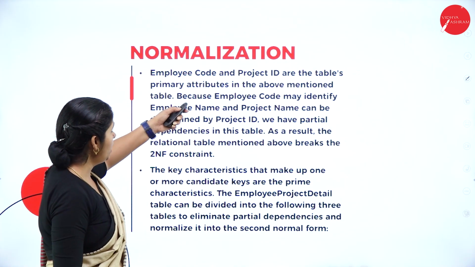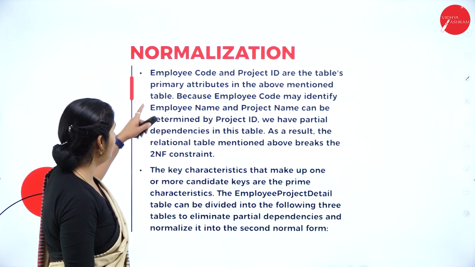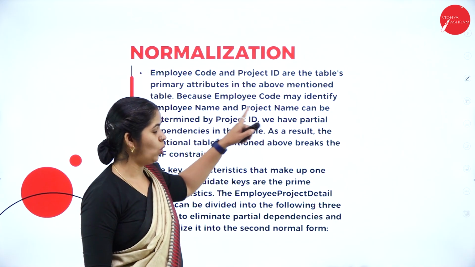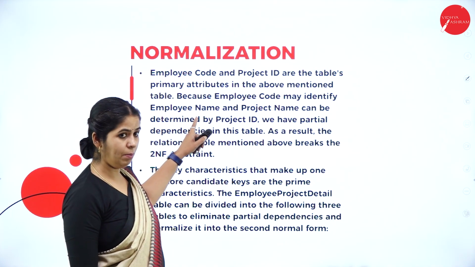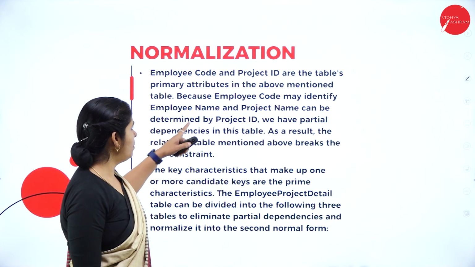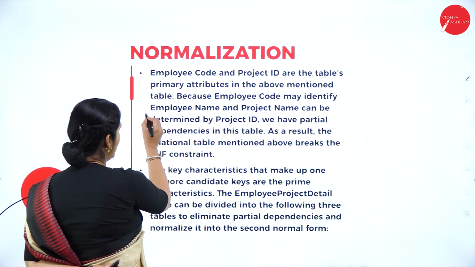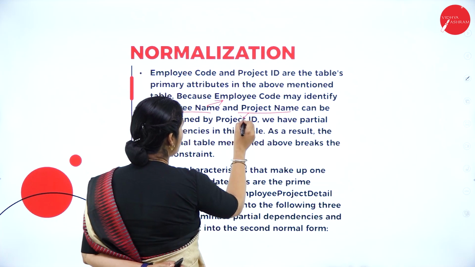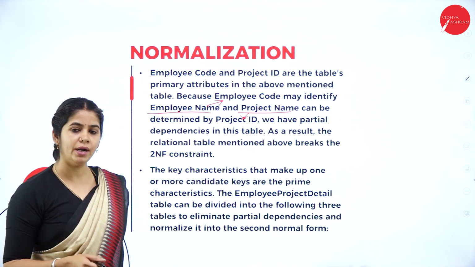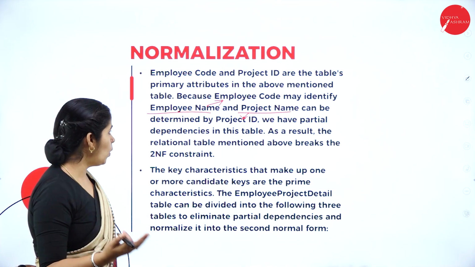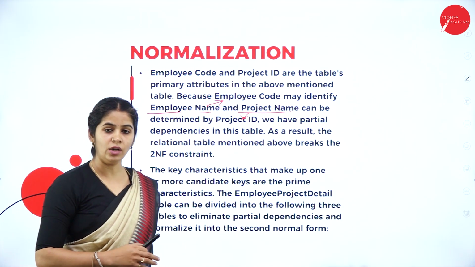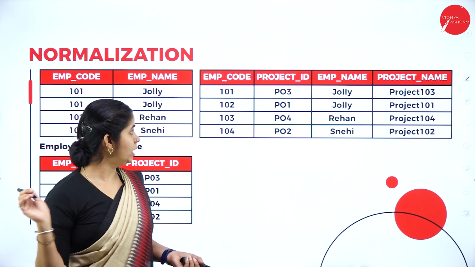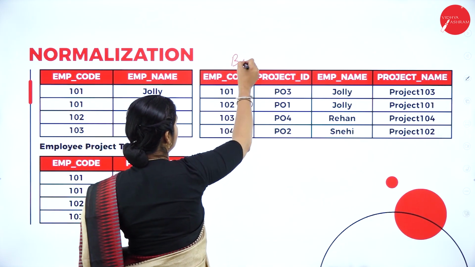Next, the employee code and the project ID are the table's prime attributes in the above mentioned example, because employee code may identify the employee name and project name can be determined by the project ID. It's saying we can determine the employee name by the employee ID and project name by the project ID, which is a partial dependency, which is not completely dependent. To overcome such a constraint or such a table, we have to go for decomposing the table again. So here you can see this is a base table.